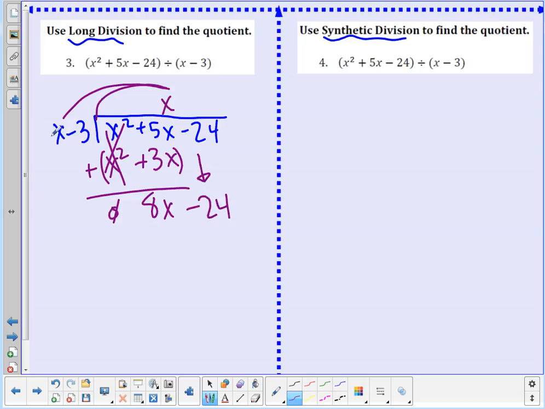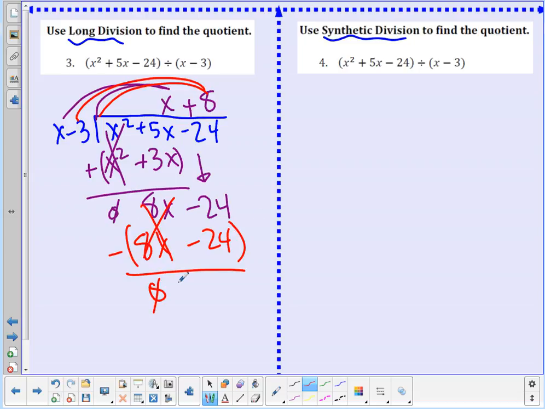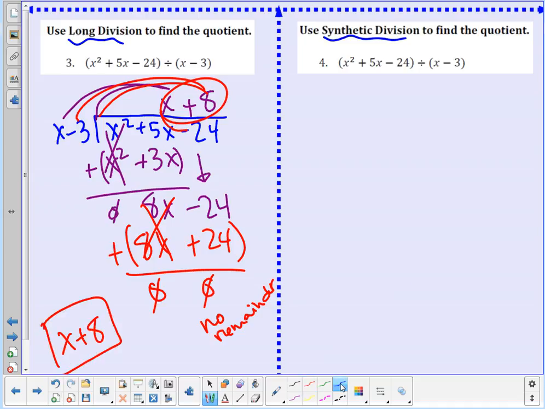-24 and try again. What do I multiply x by to get 8x? So 8 times those two, 8 times x is 8x, and 8 times -3 is -24. Subtract both of them, 8x minus 8x, that drops out. And then -24 minus -24, once again, this is plus a positive. -24 plus 24 is also 0, so there's no remainder here. My quotient is x plus 8. That's my result. Now let's take a look at synthetic.